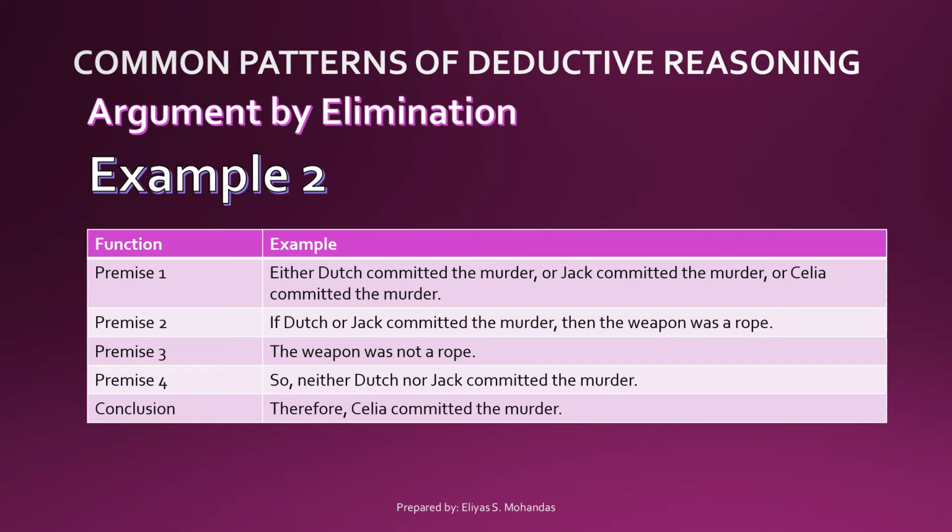So this is what is meant by argument by elimination. You eliminate, or you rule out, or you discard possibilities that are not certain, or possibilities that are false. You only stick with the possibility that is true.